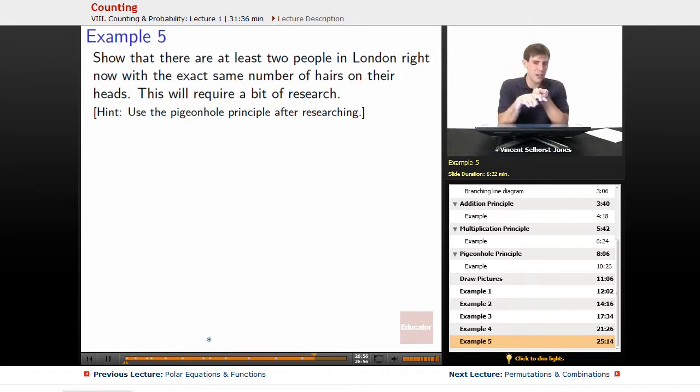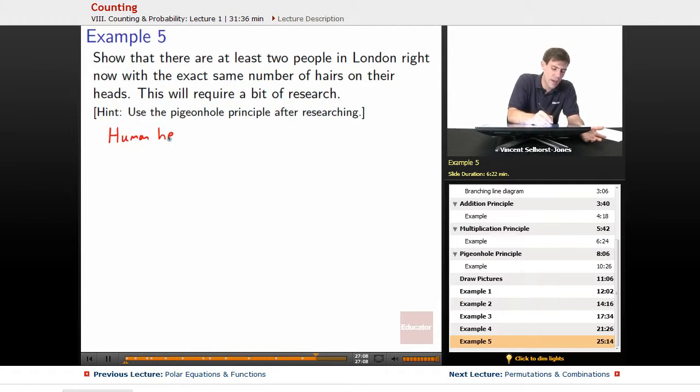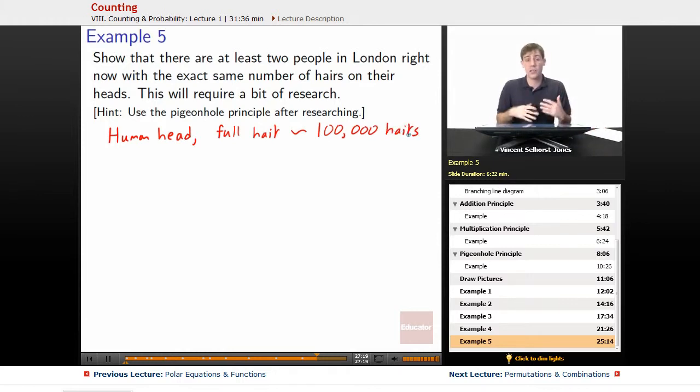So we're talking about hairs on heads, we're talking about London. First let's look into hairs on a head. So we look into how many hairs are on a human head, assuming they have a reasonably full head of hair. A human head with full hair has around 100,000 hairs on it. Now, of course, this number can be higher, this number can be lower, but it doesn't get much higher than 100,000. Like 200,000, pretty much no one's going to have 200,000 hairs. So it starts to limit out pretty quickly.